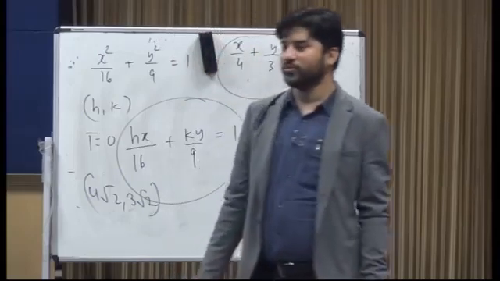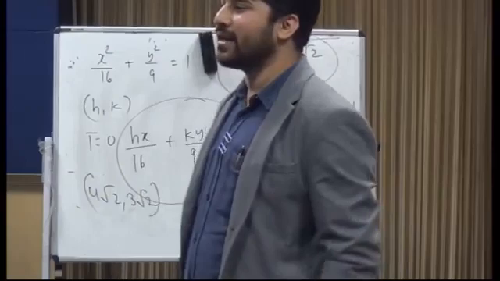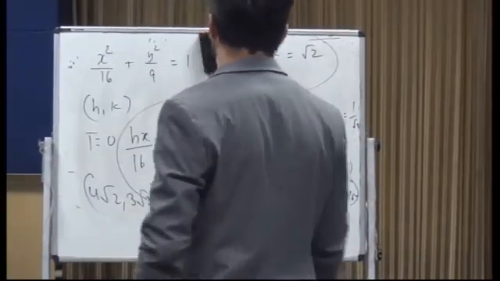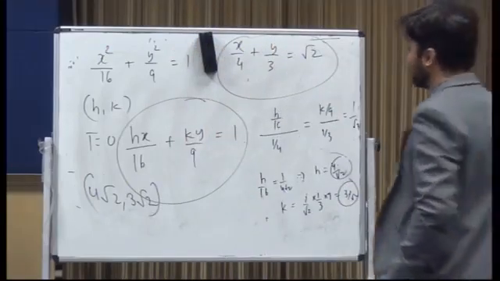Now comes what exactly t is equal to 0 is when the point is lying outside the circle. Okay, we'll find out what exactly it is. Okay.